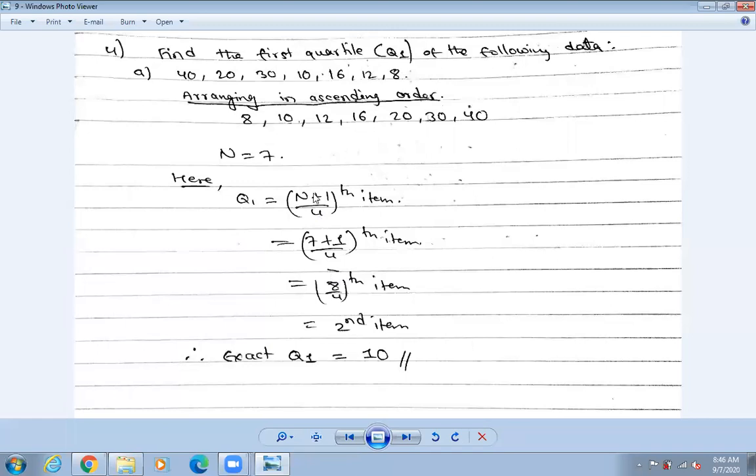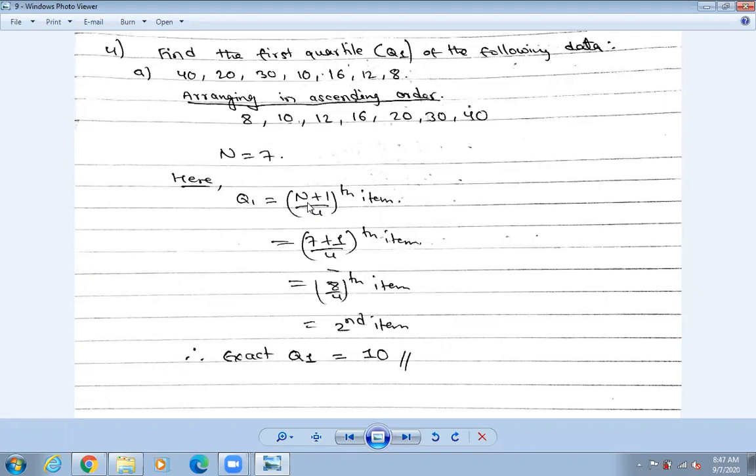Now suppose the same data. So first of all, we need to arrange them in the ascending order. Then count the numbers. 1, 2, 3, 4, 5, 6, 7. So 3 plus 3 plus 1, 7. Okay, so there are 7 numbers, so our numbers are correct.